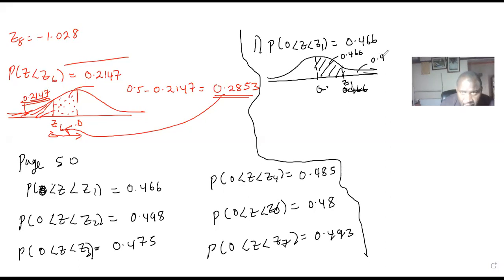0.034. This is the balance of the 0.5. This is what you have read. So this is what gives you the Z value of Z1.